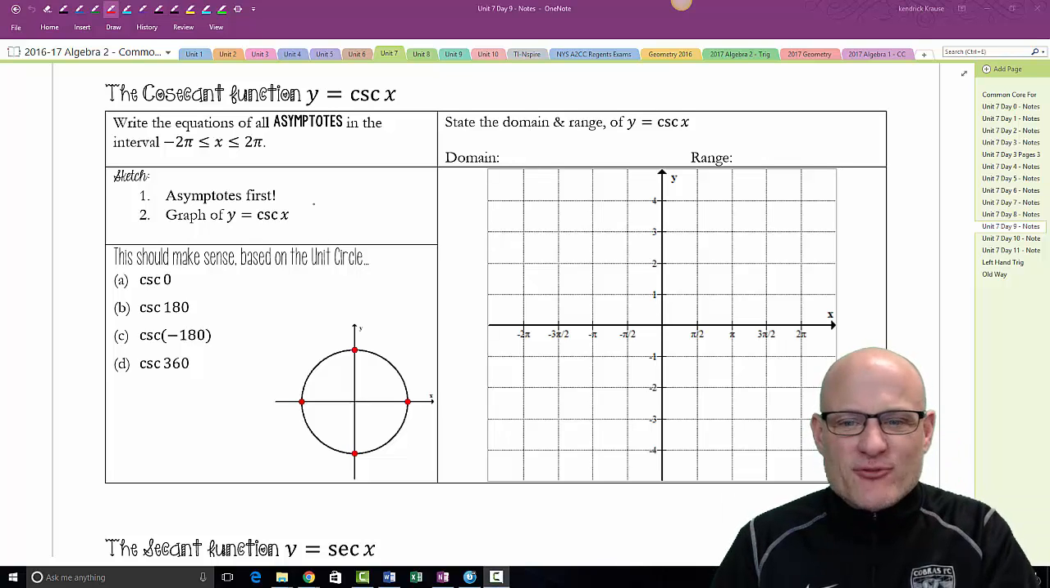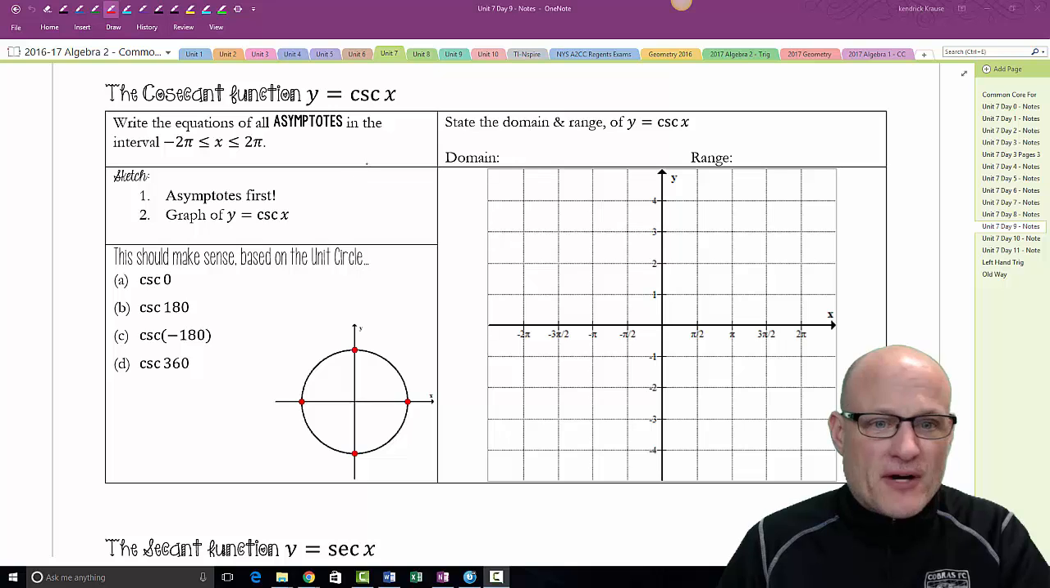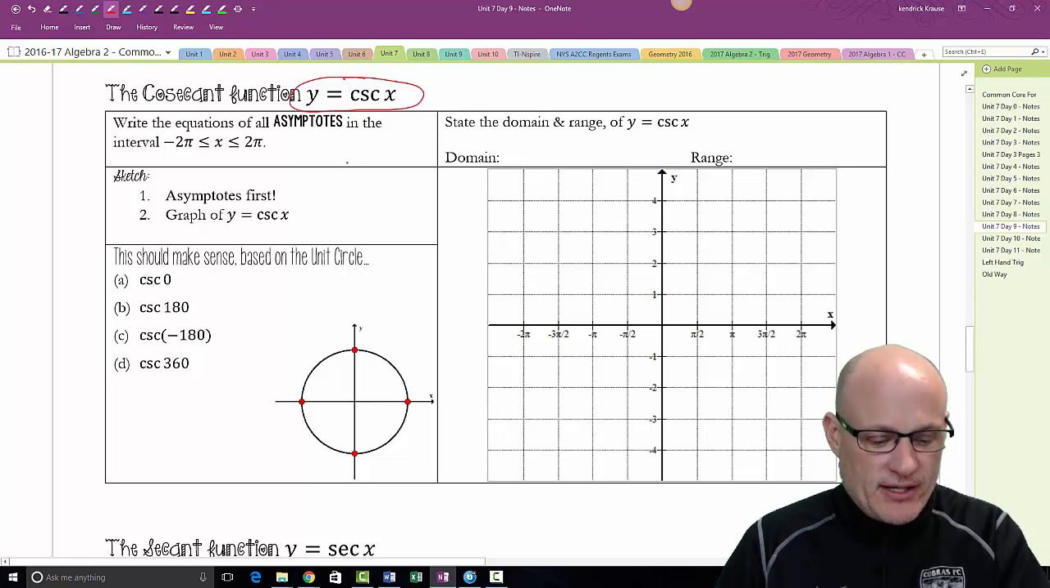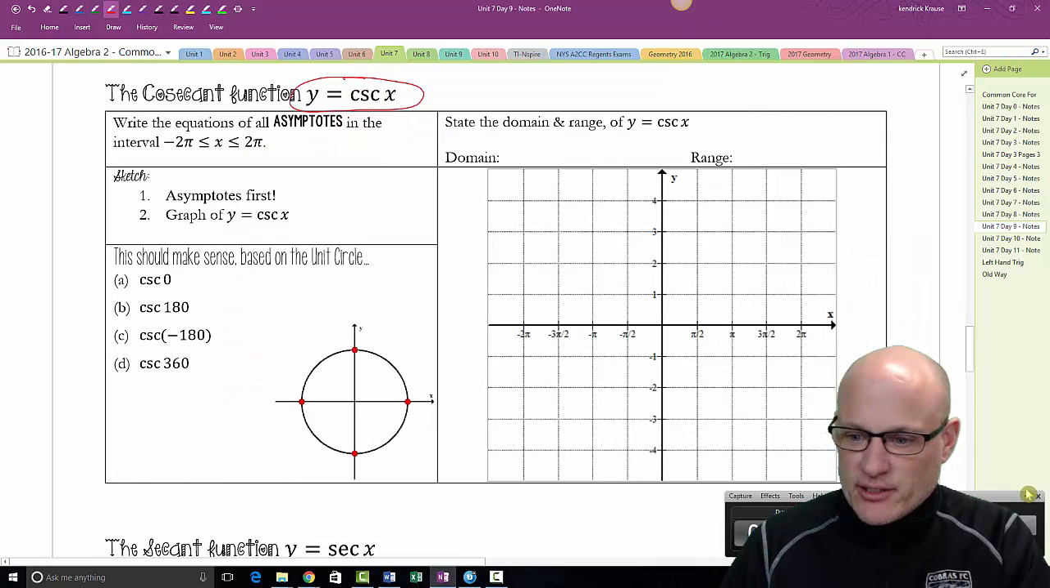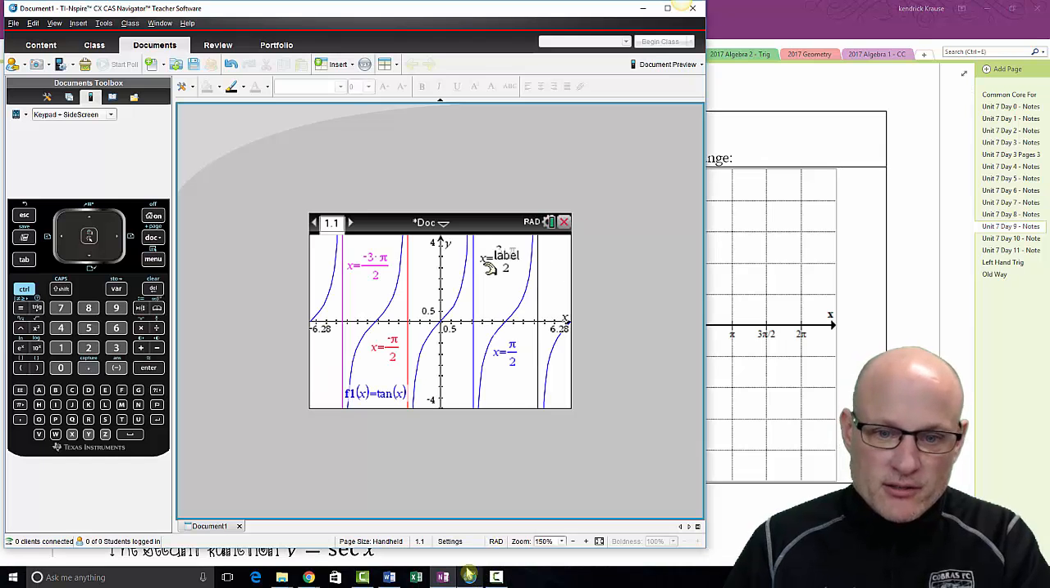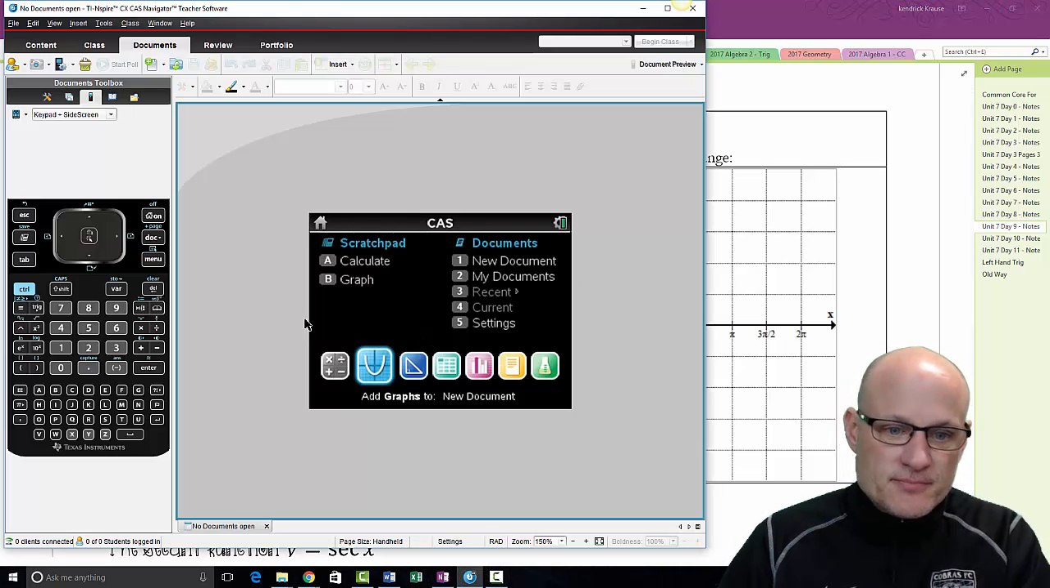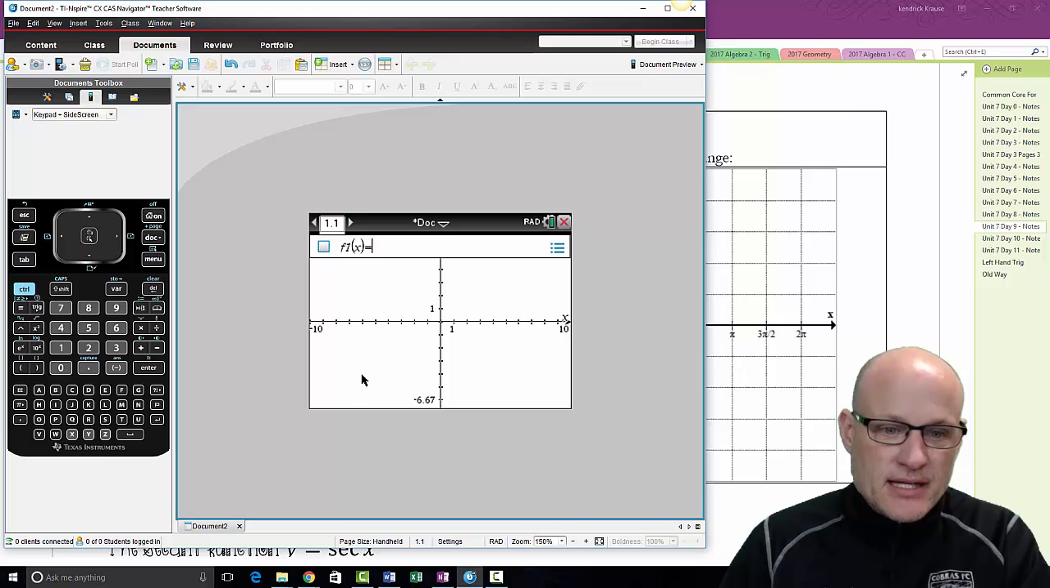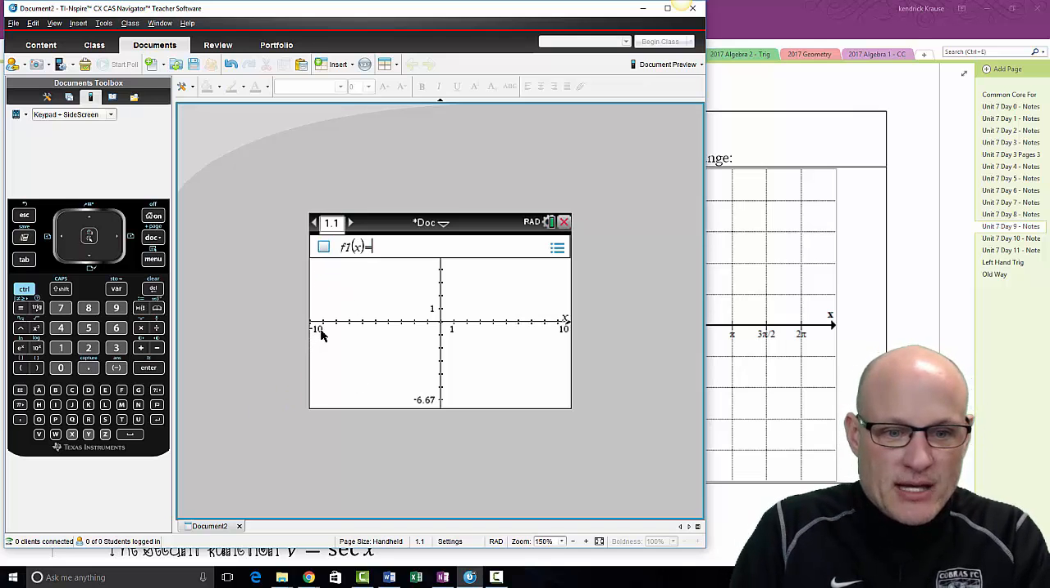All right, so we got to graph three more functions. Now we're going to graph cosecant of x. So what I'm going to do is go back to my calculator, and I'm not going to save this. And I'm going to go back in, and I got it. And I'll probably set that back up.